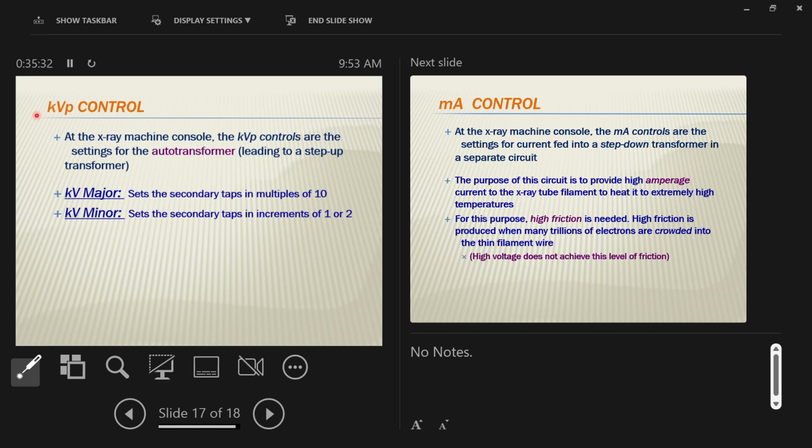Okay, that kilo is just the unit for 1,000 kilovolts. So we have a kilovolt control. At the X-ray machine console, the kilovolt controls are settings made with a device called an auto transformer. I'll talk more about auto transformers later, but they're like a transformer that doesn't have another side. So there's no magnet and there's no other side. There's no secondary side to an auto transformer.